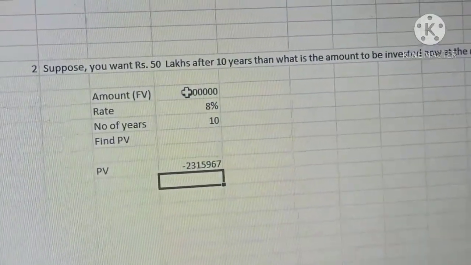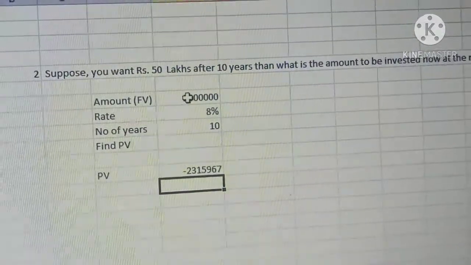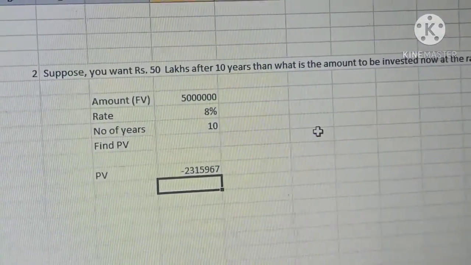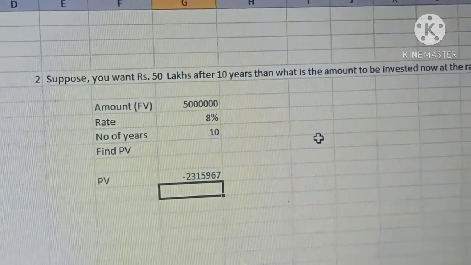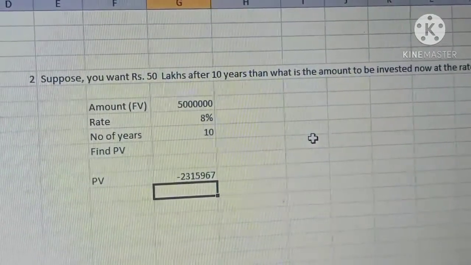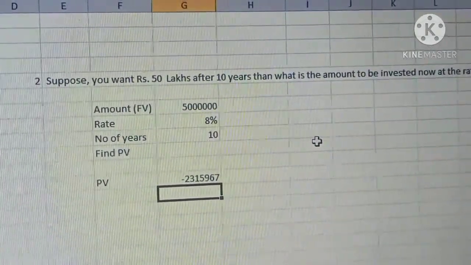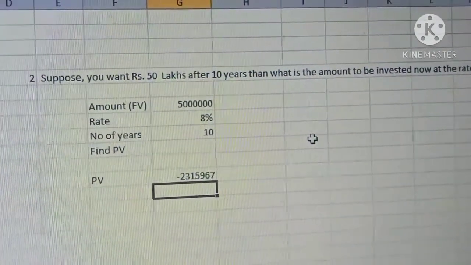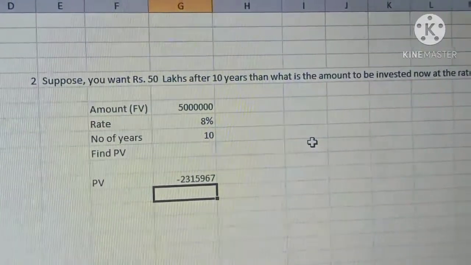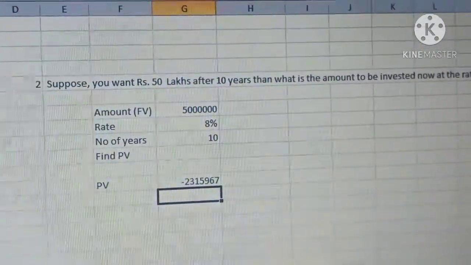So your PV is 23 lakhs. You're investing it now, you need to invest rupees 23 lakh now. So the answer is minus 23 lakhs. So you get 50 lakhs after 10 years at the rate of 8%.